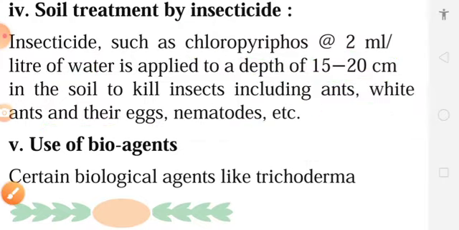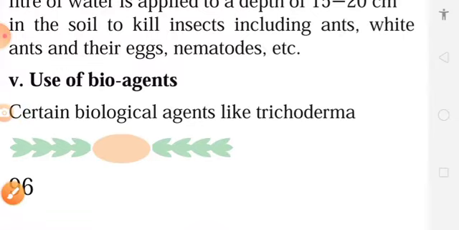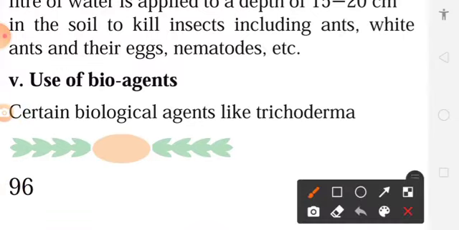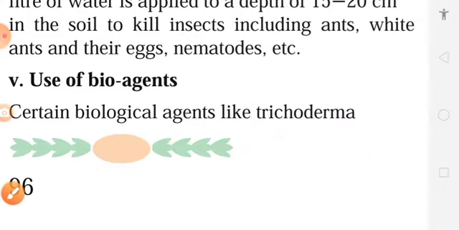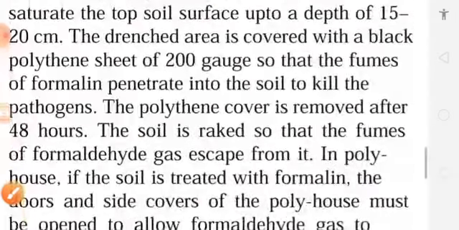Then the fifth method is the bioagent. We can use a bioagent. Trichoderma is the most important bioagent, or biological agent, which is important to kill the pathogens in the soil.